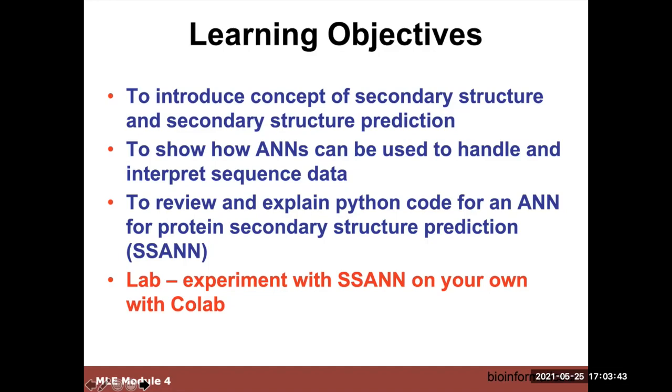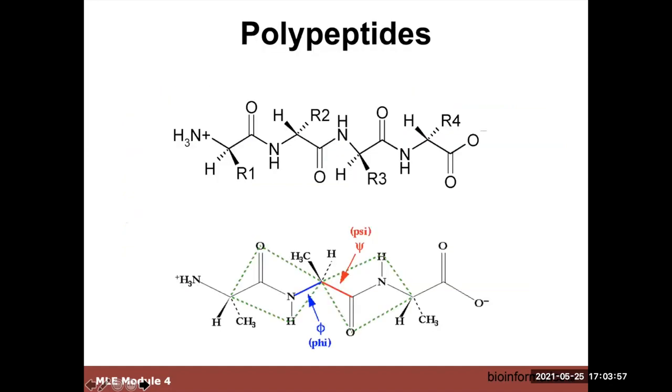We'll go through a neural network for predicting secondary structure called an SSANN. And then basically we won't have enough time for the lab. So the lab will essentially be sort of homework for people to do after the class is over today.